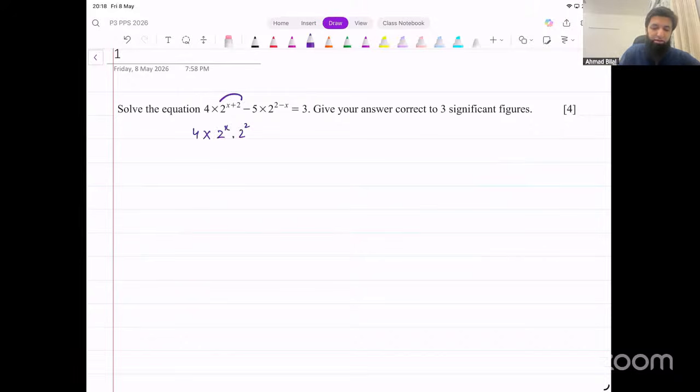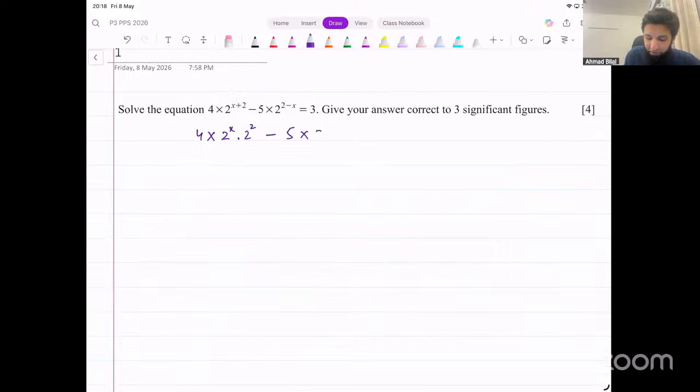Using indices rules, 2 raised to power x plus 2 is the same thing as 2 raised to power x into 2 raised to power 2. And then similarly, here as well, we have 5 into 2 raised to power 2 minus x. I can write this as 5 into 2 raised to power 2 divided by 2 raised to power x. On the other side, I've got 3 as it is. So first of all, using indices rules, you write it like this.